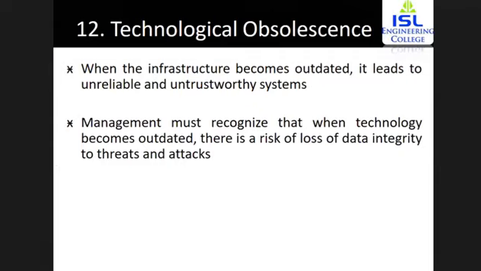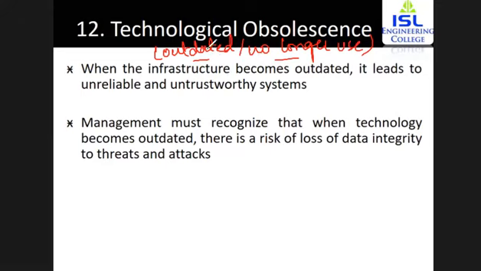The 12th and the last threat is technological obsolescence. Now, obsolescence means that the software is outdated or it is no longer in use. So when your technology becomes outdated or is not used within day-to-day life, that is, some new technology has evolved, what you need to do is update the technology. You need to update all the software.